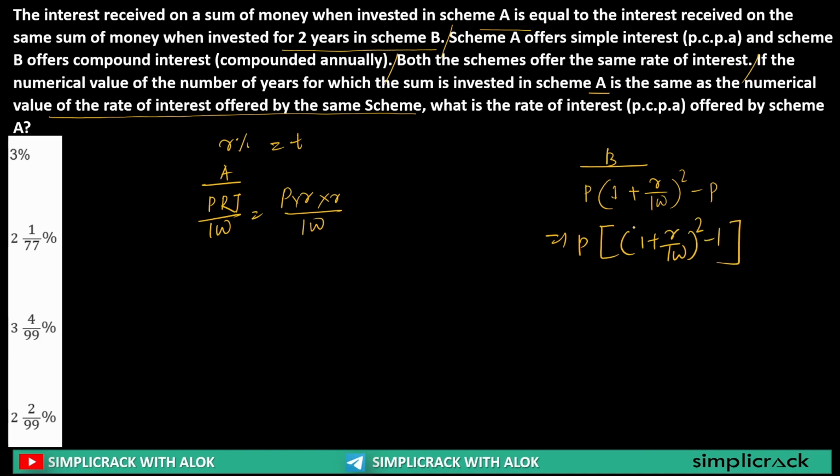Yes, sir, you can write. Now these both things are equal, right? So I can equalize both things: P into R square by 100. So P will cross out. Yes, sir, it will cross out.